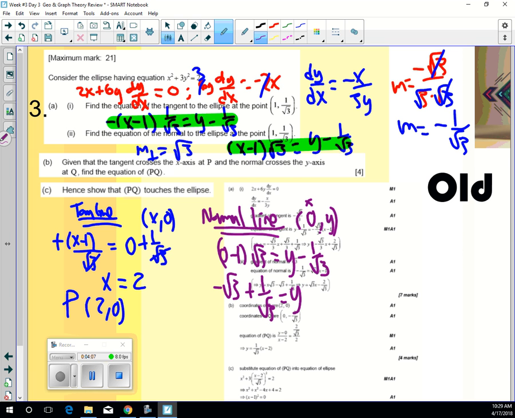And so I'm going to multiply top and bottom here by square root of 3. So I'm going to get negative 3 plus 1 is negative 2 over square root of 3 is equal to y. So this point is going to be 0, 2. Is it negative 2 though? Yeah, negative 2 over the square root of 3.